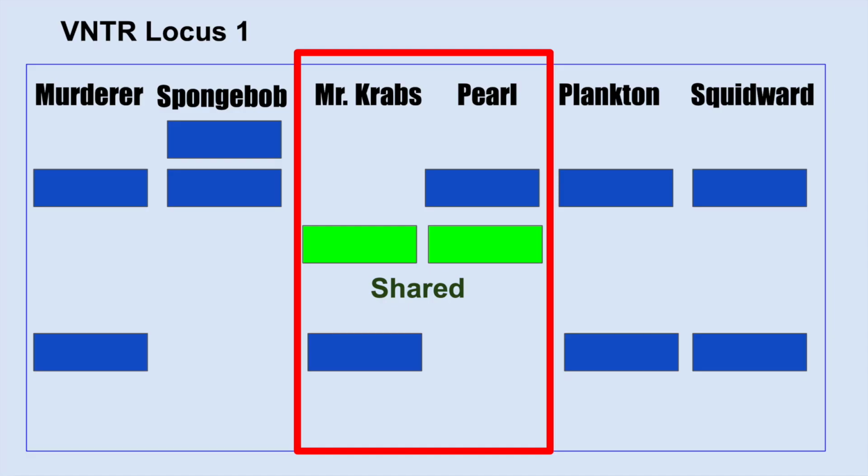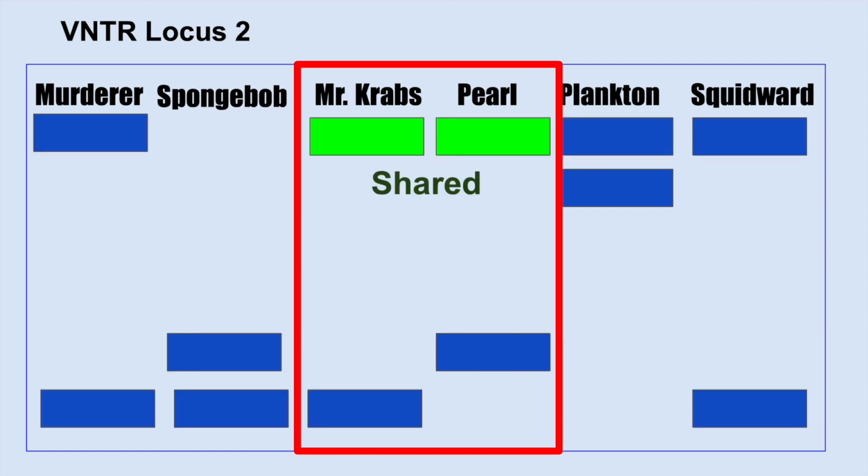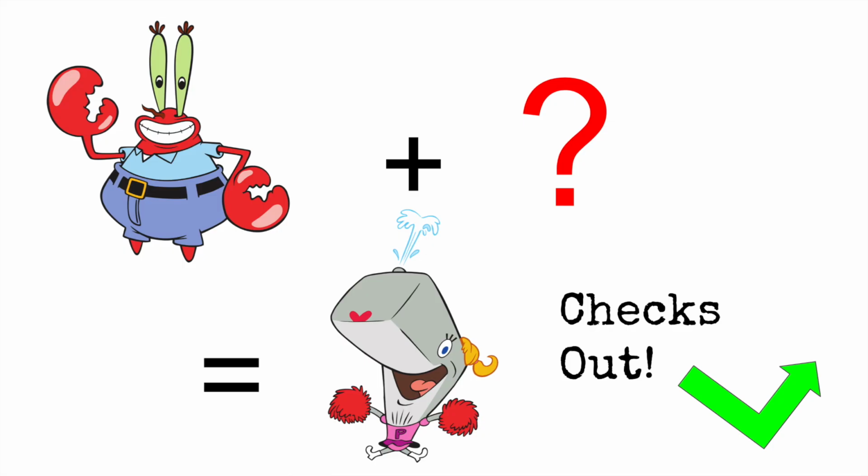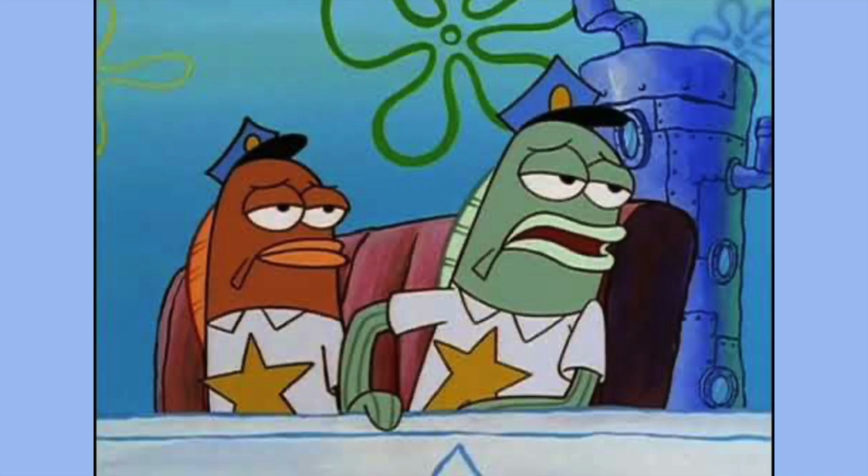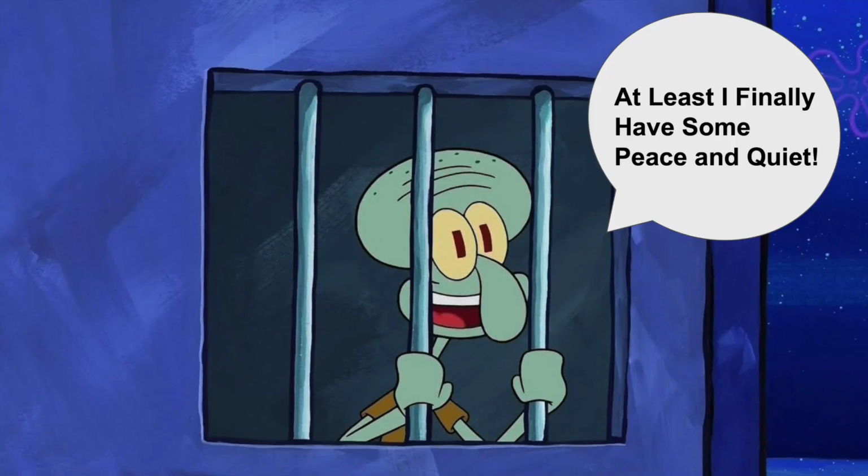In locus 1, we see that Pearl and Mr. Krabs share this allele, and in locus 2, they share this allele. Therefore, because the pair share one allele in both loci, they could definitely be related. The police, satisfied with their answer that they could be related, convict Squidward of full charges of solo premeditated murder.